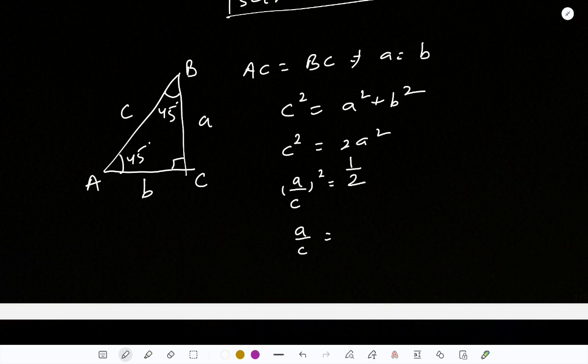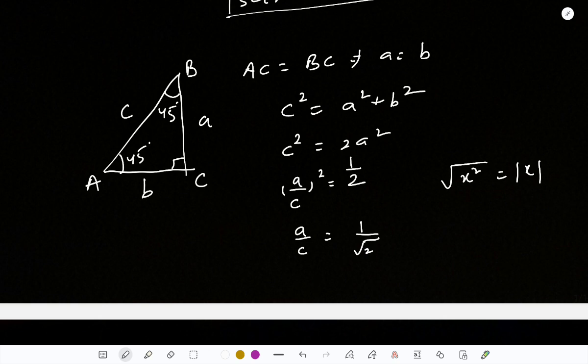A square by c square cannot be 2. So if you take the square roots, you will get a by c equals 1 upon root 2 only, because a and c are both positive. So you will get a positive value of mod 1 by root 2, and because under root x square is mod x, always mod x, not x. So we have to take the positive value of 1 upon root 2, and it comes out.